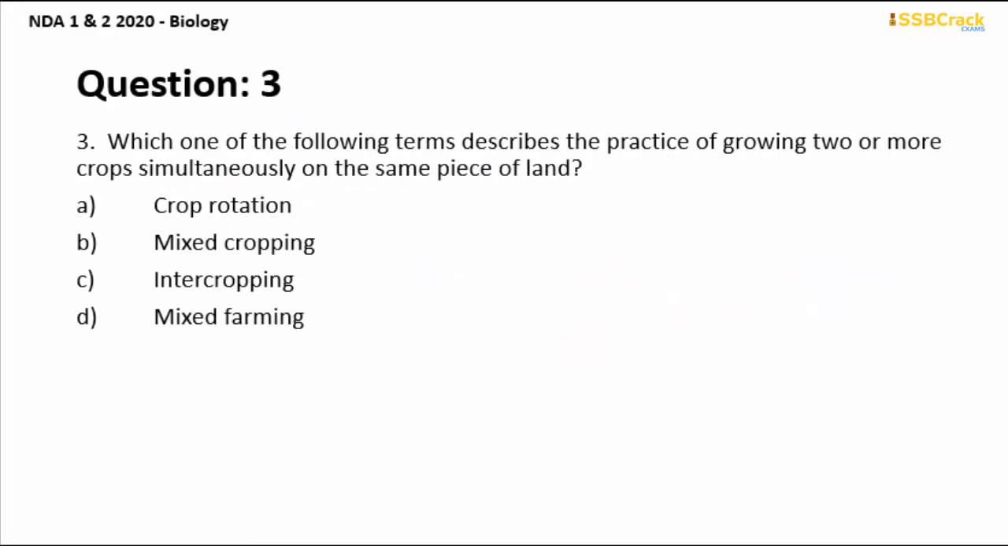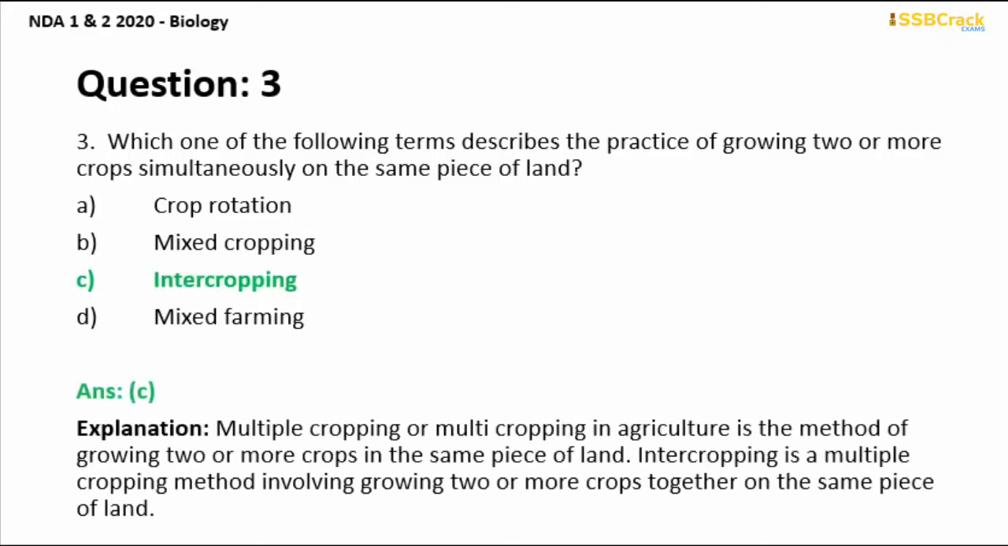Question number 3. Which one of the following terms describes the practice of growing two or more crops simultaneously on the same piece of land? So the options: option A crop rotation, option B mixed cropping, option C intercropping, option D mixed farming. So what is the answer here? Yes, option C intercropping. So what is intercropping?